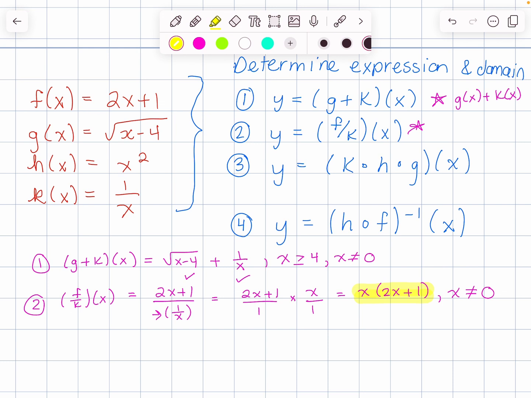But there would be a point of discontinuity right there.